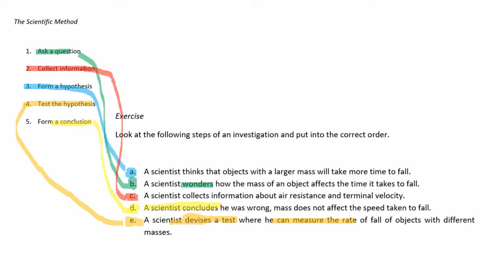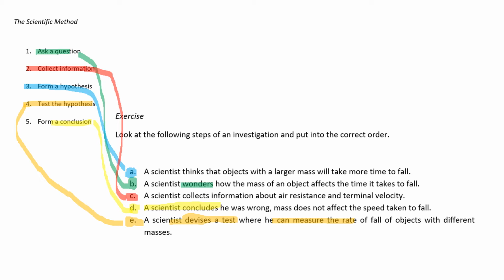So let's look at this. In this experiment, we're thinking about how does the mass of an object affect the time it takes to fall. The first step is the scientist wonders how the mass of an object affects the time it takes to fall. Notice at this point, the scientist is not saying it will be longer or shorter. The scientist is not trying to guess what will happen. The scientist is just simply looking around and thinking, how does this affect? How does the weight of an object affect the time it takes to fall?